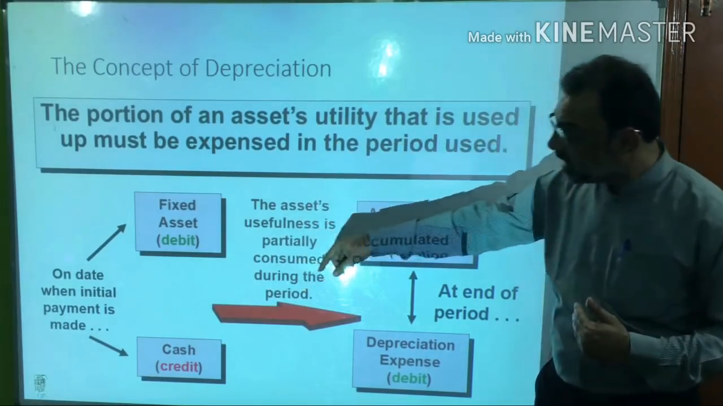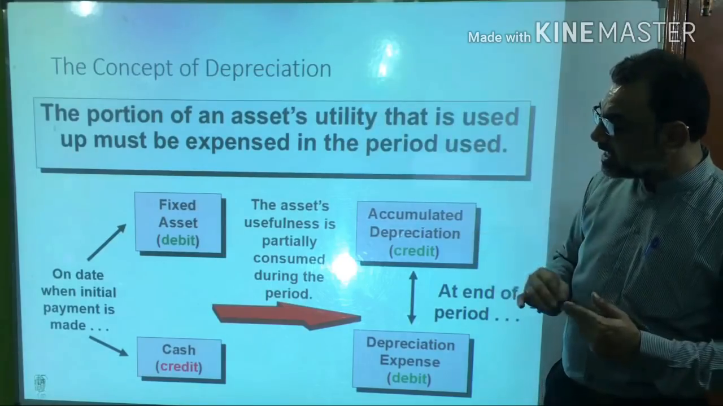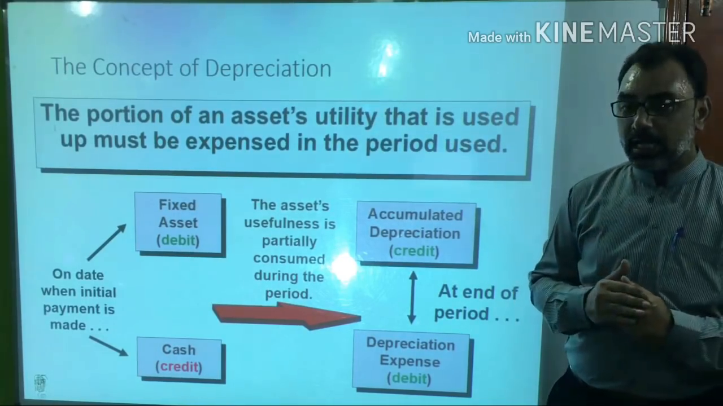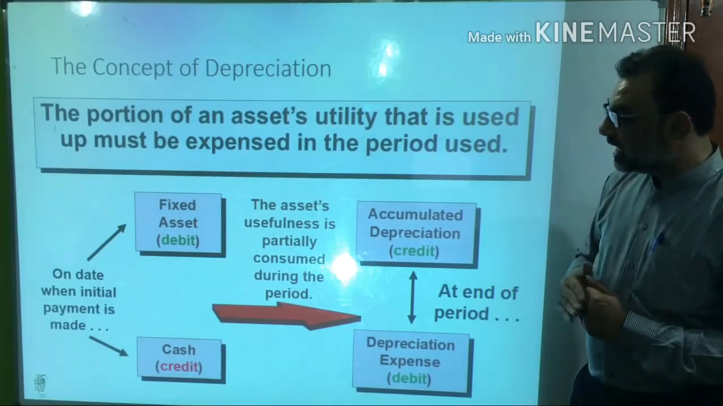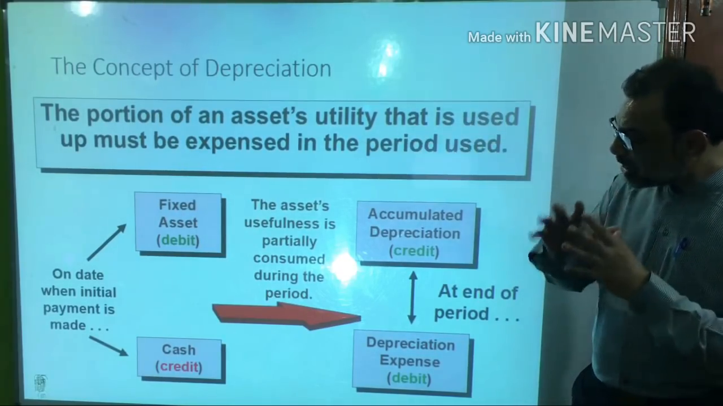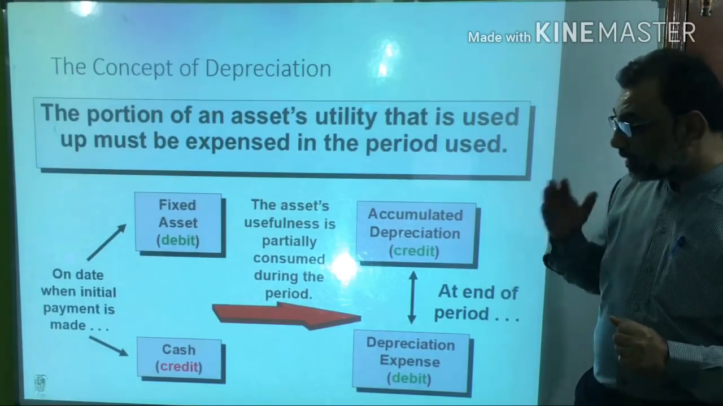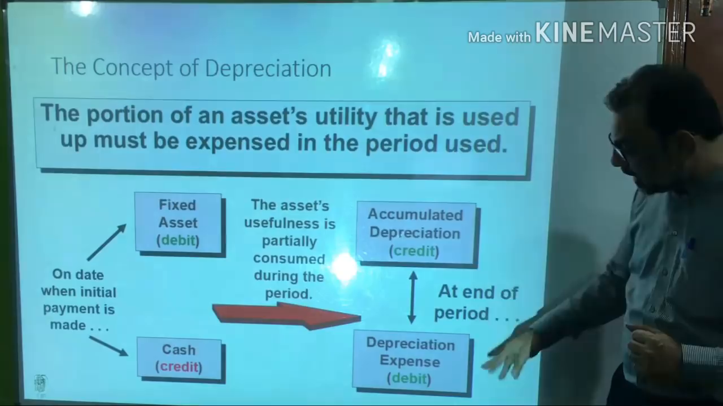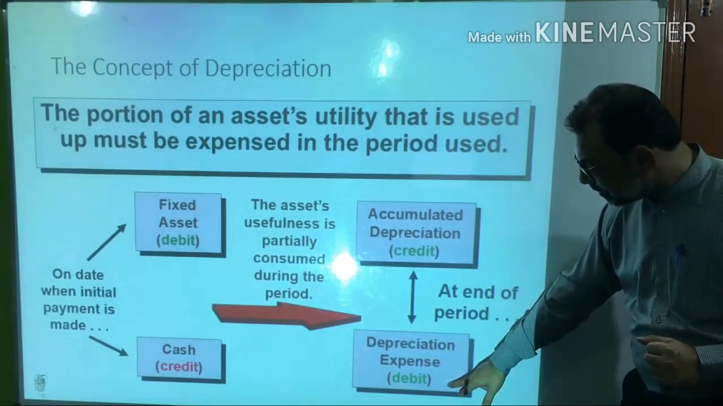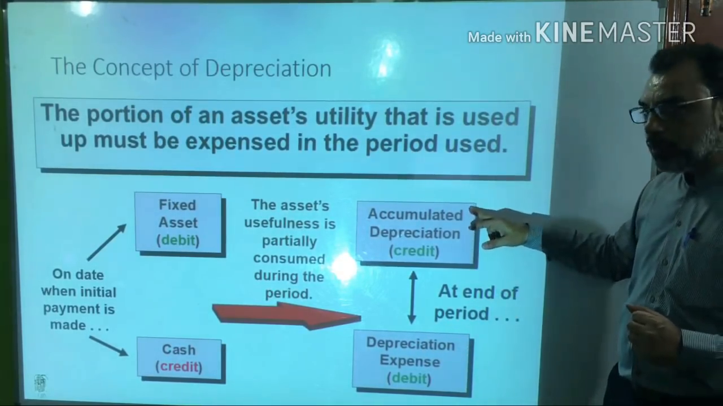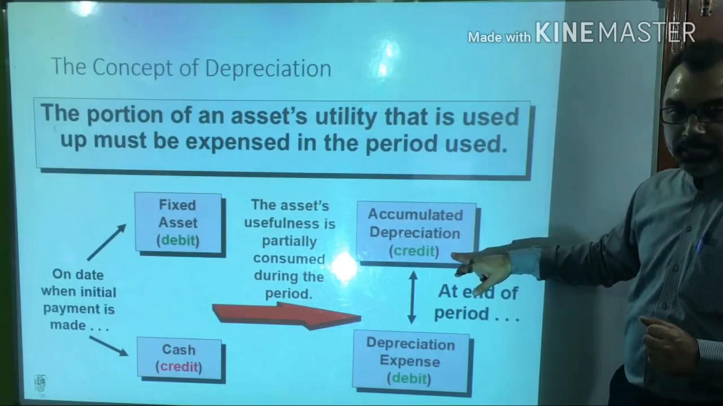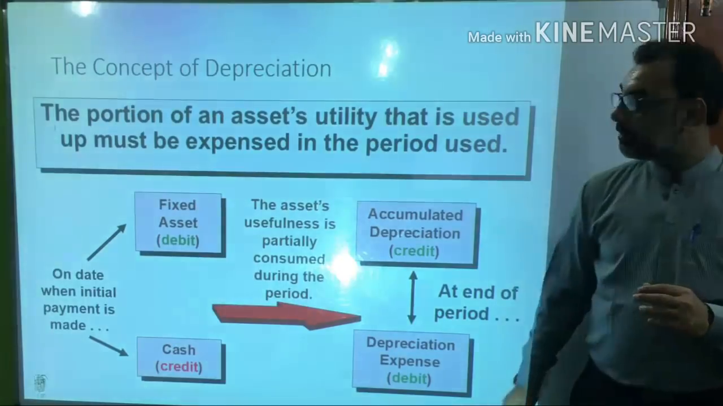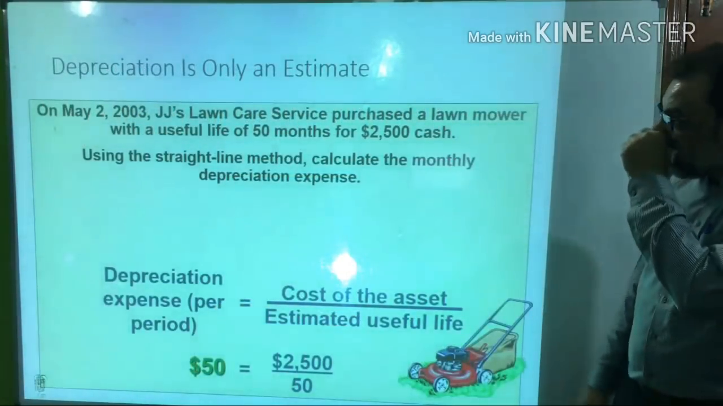So on the date when the initial payment is made, you will record an entry: fixed assets debit and cash credit. Now the asset's usefulness is partially consumed during the period. So after an accounting period, you will record depreciation expense as a debit, and the accumulated depreciation, or provision or allowance for depreciation, will be credited. Right? In this way, we can take an example here.